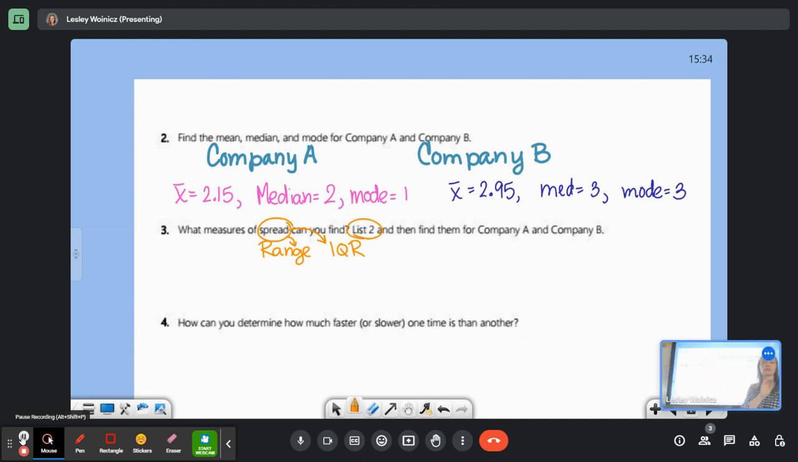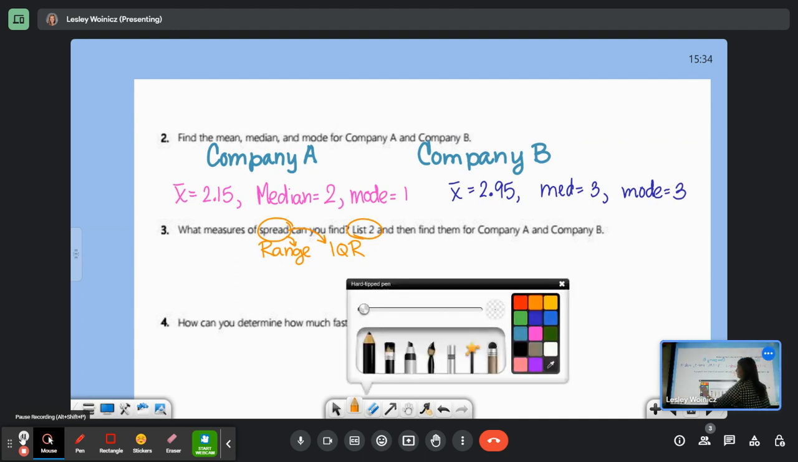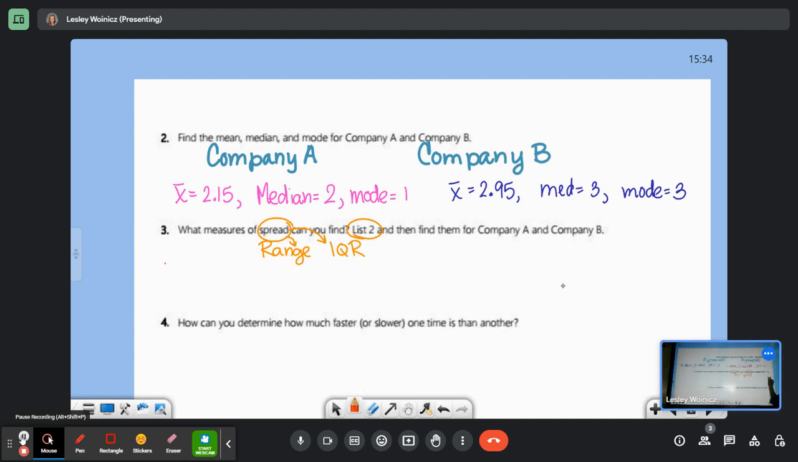Find the range. Take the max and subtract the min. Okay, so for A, the max was it 9? 9 minus, was it -3? So if I do minus a -3, what happens? 6.